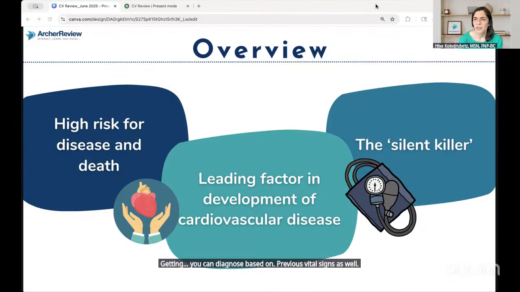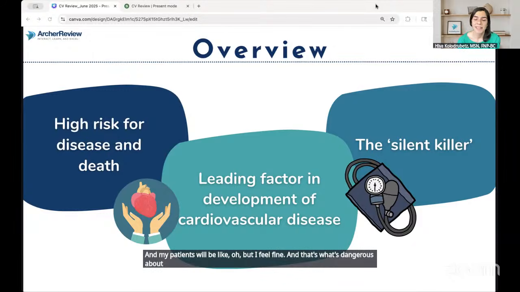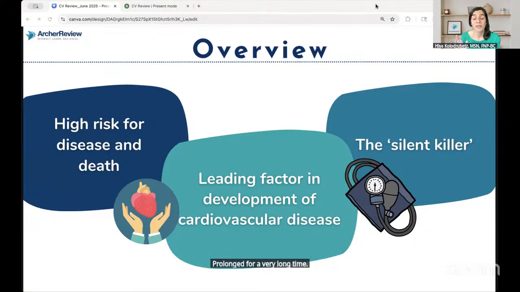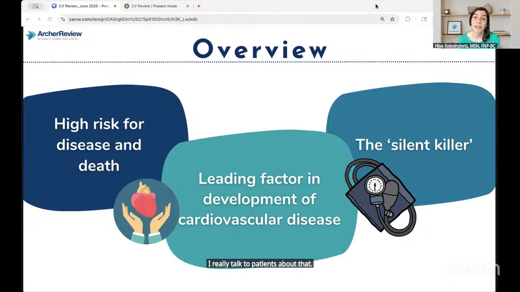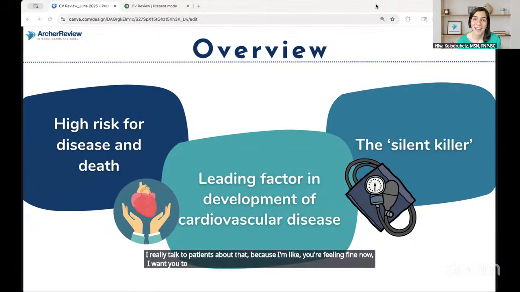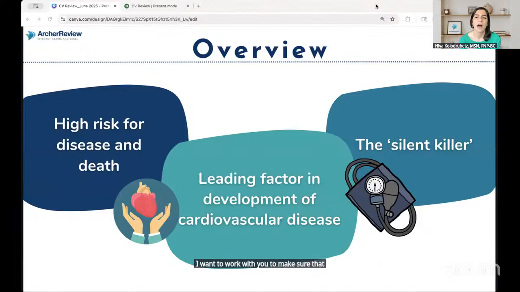And my patients will be like, oh, but I feel fine. And that's what's dangerous about hypertension because patients don't become symptomatic until it's been prolonged for a very long time and not treated for a very long time. It's causing remodeling. It's caused its damage already. So I really talk to patients about that because I'm like, you're feeling fine now. I want you to stay feeling fine, right? That is my goal. I want to work with you to make sure that you're living a long, healthy life.